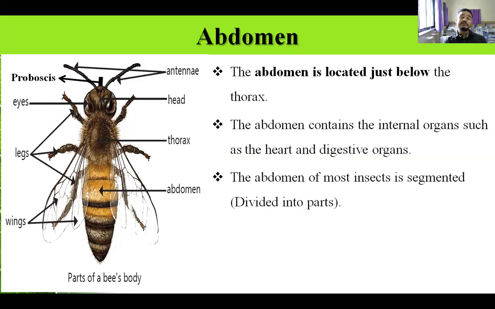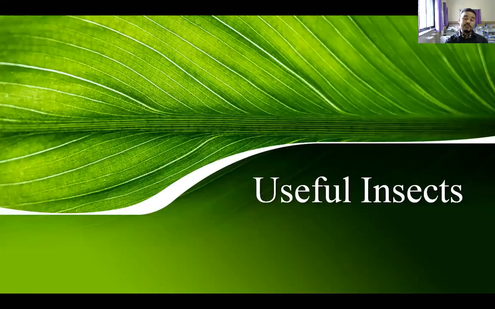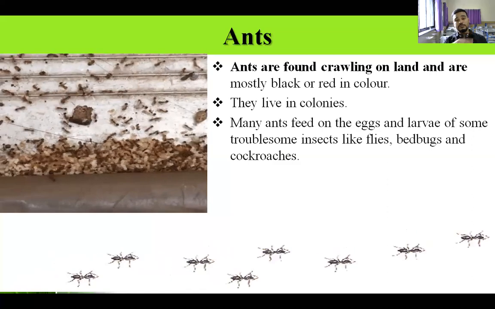At the bottom of their body they have the abdomen, which is segmented. Segmented means divided into parts, and each part contains a different thing. Like one part will contain their internal digestive system, one part will contain their heart. So each segment has different things. Now, these insects are divided into two categories. One is useful, another one is harmful. So we'll go through useful first.